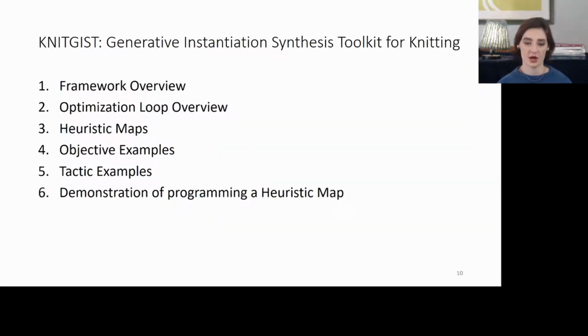For the rest of this talk, we'll present an overview of the framework and the optimization loop at its center. We'll follow this up with a description of heuristic maps, which are the core contribution of this work. Heuristic maps are composed of objectives and tactics, which we will then provide examples of how those are implemented. Finally, we'll provide a demonstration of how you might program a heuristic map in order to create a higher-level object.